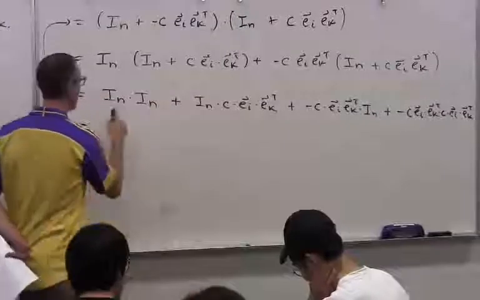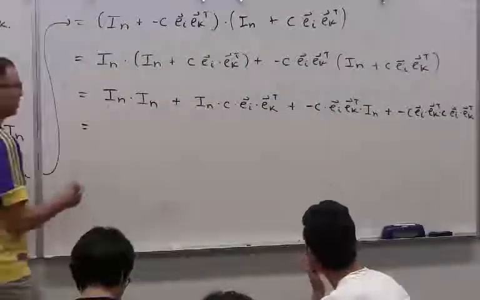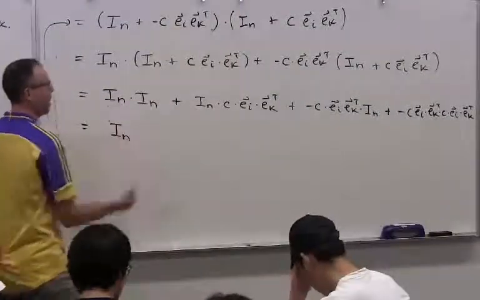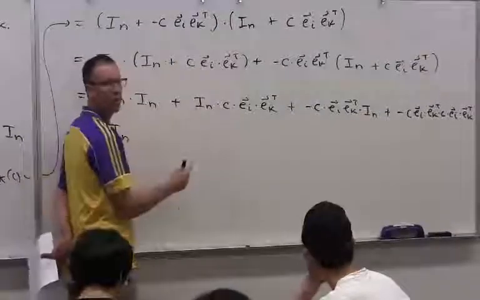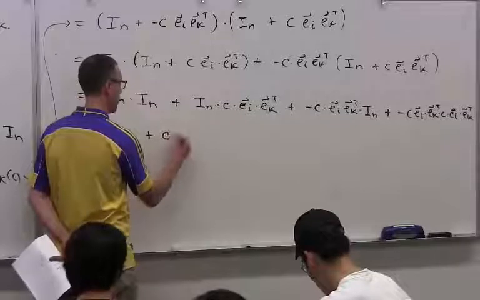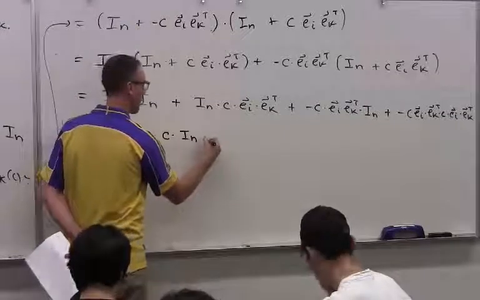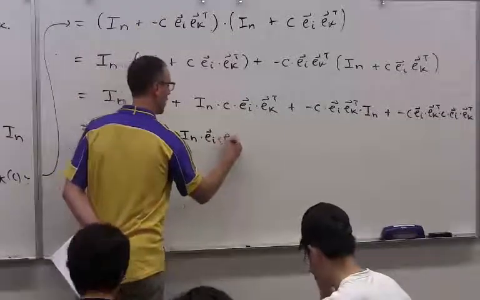Okay. What do you know about In times any matrix? That's just the matrix. What do you know about, so this is a constant. What do you know about constants through matrix multiplication? They pull out in the front. So I can pull that constant out, right?